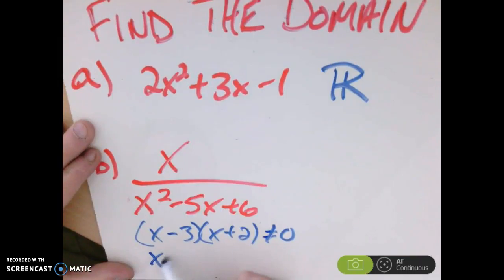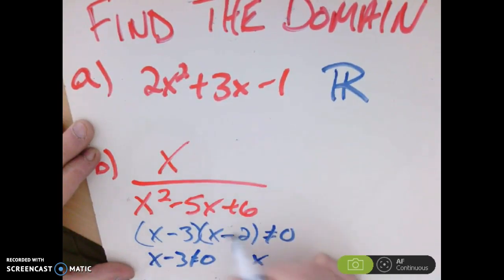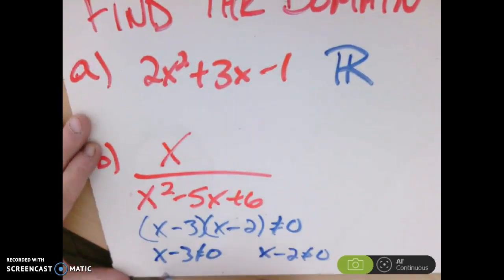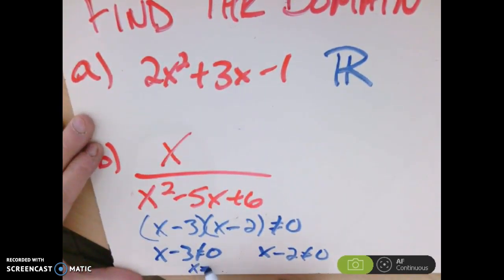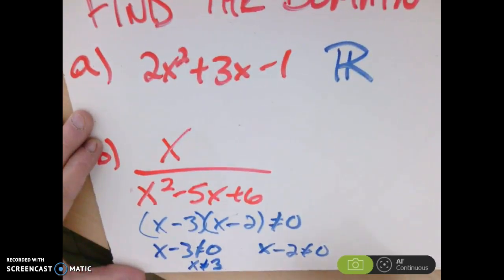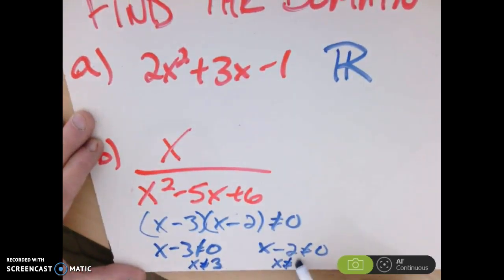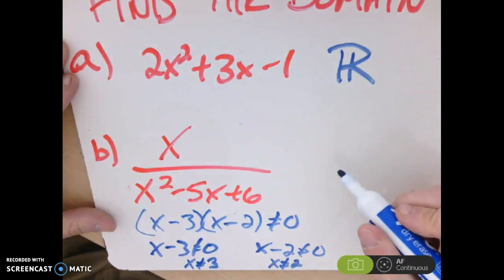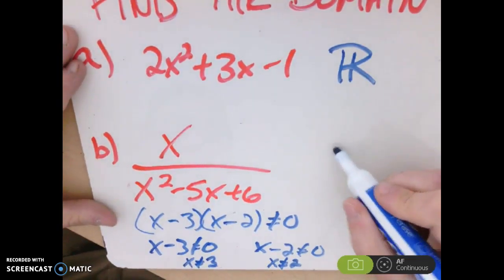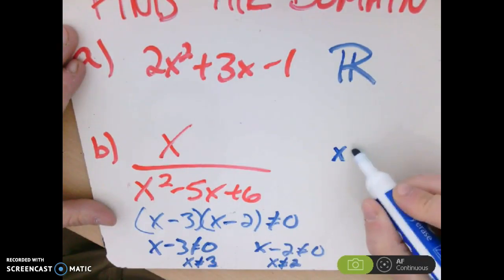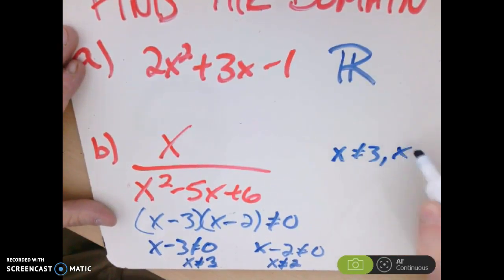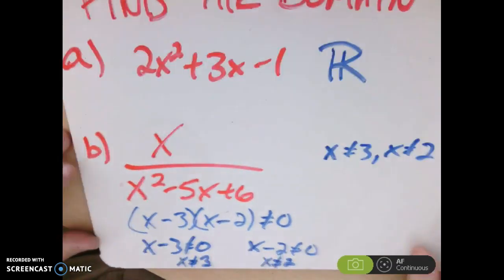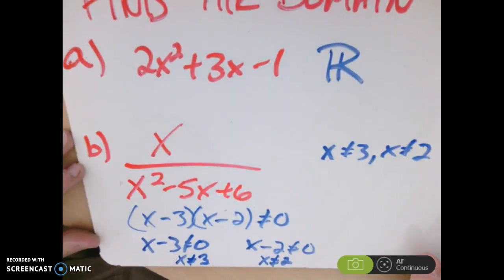So I know that x minus 3 can't equal 0. And I know that this should be a minus, shouldn't it? Yeah, I screwed up. x minus 2 can't equal 0. So from this, if I add 3 to both sides, I get x can't equal 3. And if I add 2 to both sides, I know that x can't equal 2. So my domain will be, there's a couple different ways to write this. For now, we'll just write x can't equal 3 and x can't equal 2. We're going to learn a couple different ways to write it later on.